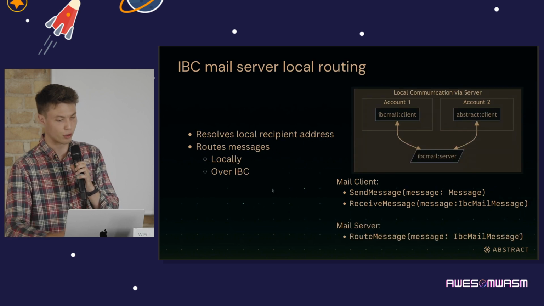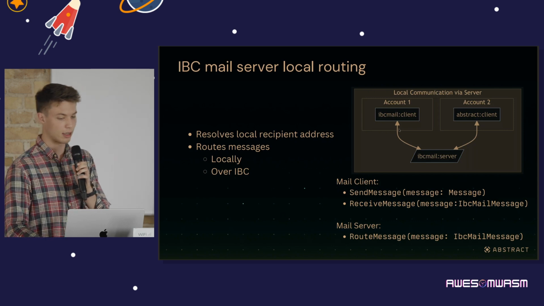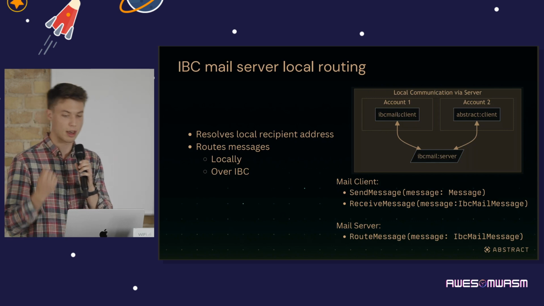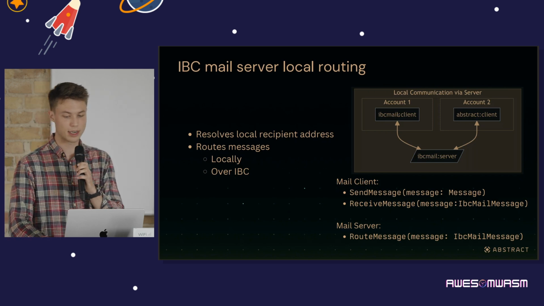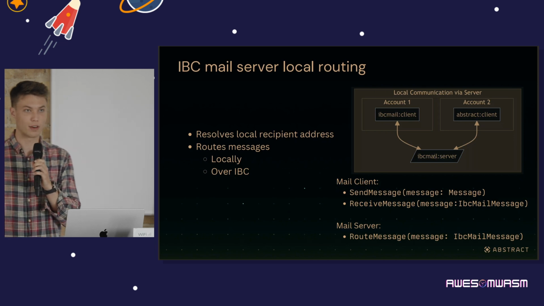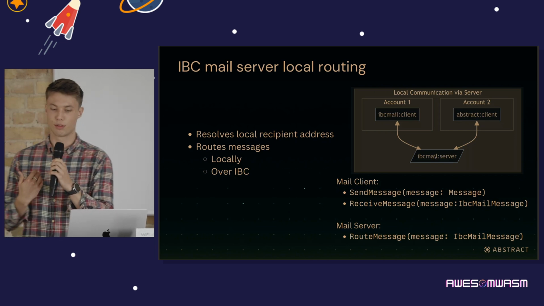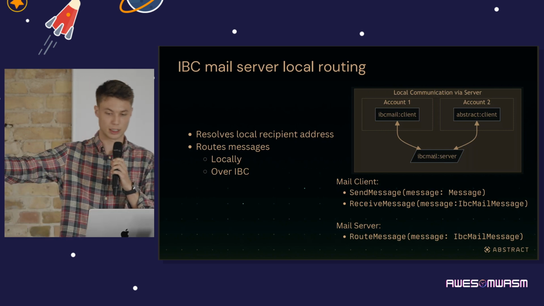So then for local routing, what would happen is you call the IBC client, you tell it, hey, I want to route this message to Adair. That sends it to the IBC mail server. The server verifies that it receives a message from a valid client and then forwards that message to Adair's client.